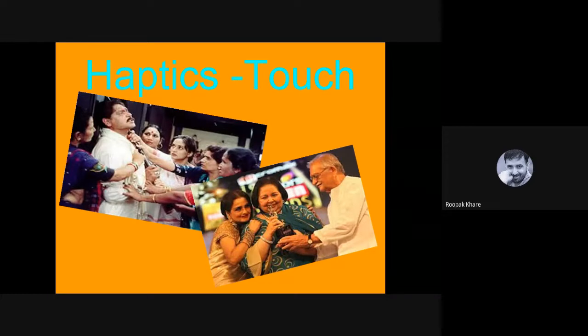Here, it is about how they're touching. Look at the way they're touching him. It is very aggressive and threatening, right? So this fellow is the villain in that movie, and they've captured him.